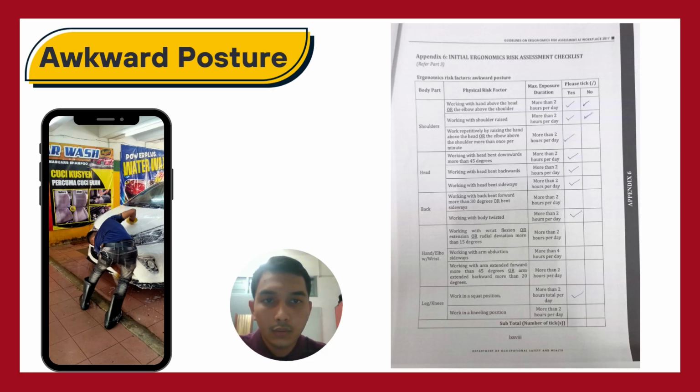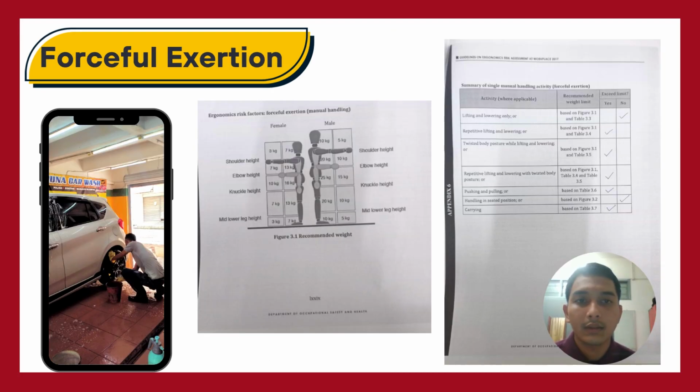First part, we can see that the workers washing the lower part of the car are in an awkward posture. By looking at the initial form, the physical risk factor and the body parts involved are the shoulder, head, back, and leg, with an exposure duration of more than 2 hours per day. Next is forceful exertion. By looking at the picture and referring to manual handling, the worker is at knuckle height with a maximum of 10 kilograms of weight or 98 newton of force. Car rim polishing may exceed the maximum force when the worker is pushing and pulling while polishing the car rims.